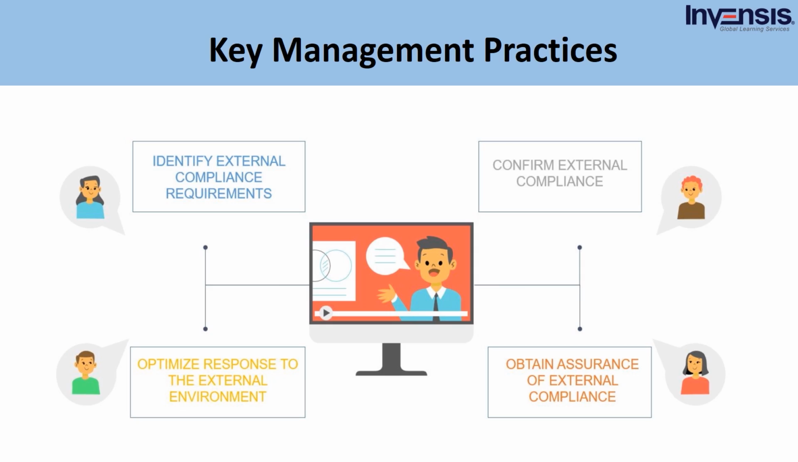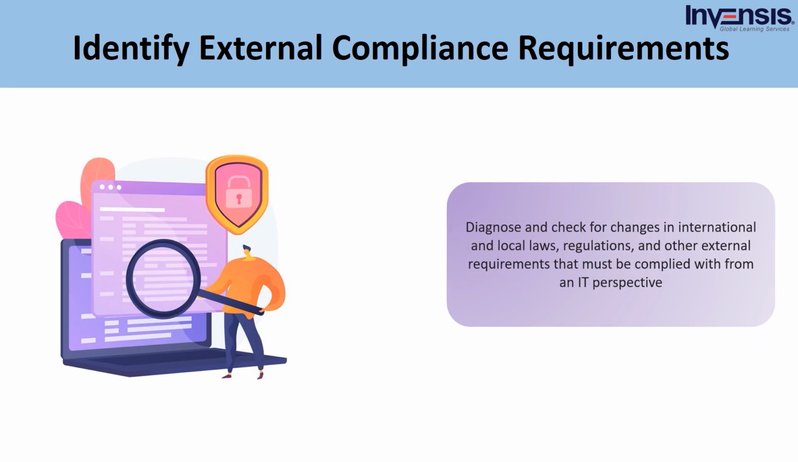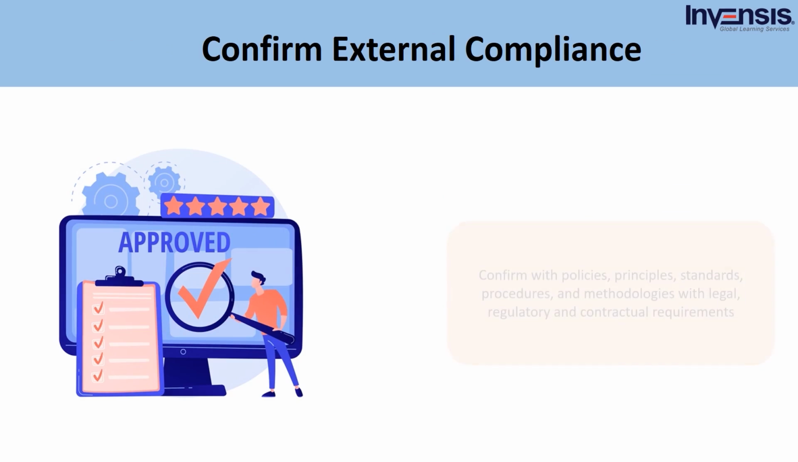Second is confirm external compliance. Third is optimize response to the external environment. Fourth is obtain assurance of external compliance. We will now discuss each key management practice in COBIT 5 framework. The first is identify external compliance requirements. Diagnose and check for changes in international and local laws, regulations, and other external requirements that must be complied with from an IT perspective.